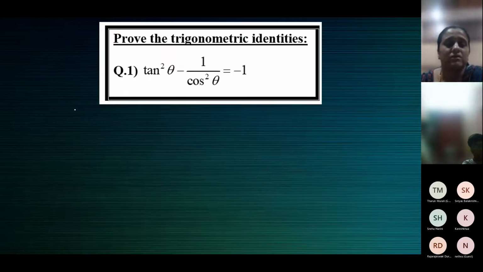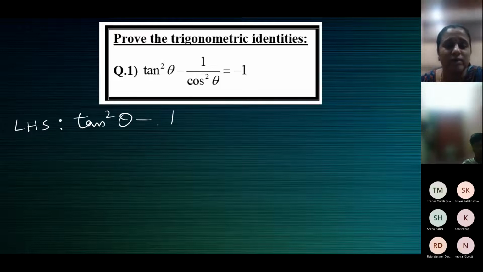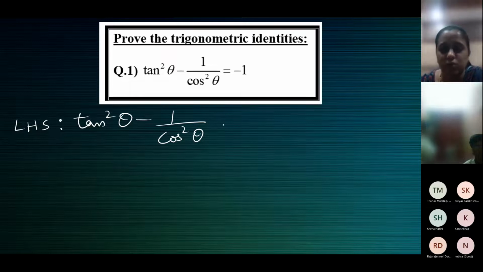Okay. Now see this. Tan squared theta minus 1 by cos squared theta. So how do we start working? How do you prove trigonometric identities? So now take up the LHS. What is the LHS? Tan squared theta minus 1 by cos squared theta. That's how we start. We take up the LHS. See, we need to prove. So you need to take the LHS.